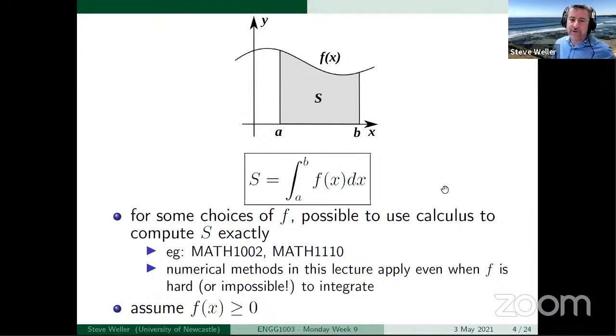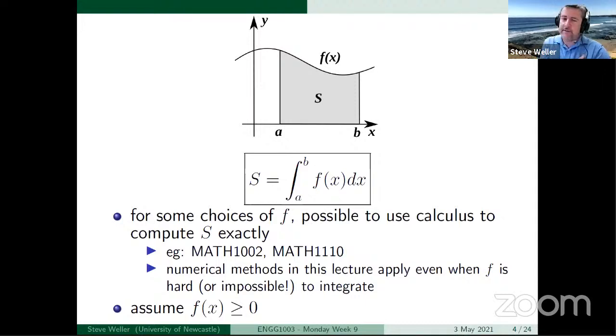Now, for some choices of f, it's possible to use the tools of calculus to compute that integral exactly. And many of you will have seen it, perhaps at high school, depending on what level of mathematics you did. Some of you will be looking at integration in Math 1002, and some in Math 1110. I can't assume all of you have seen integration before, but even if you have, there's only a relatively small number of choices of the function f for which it's possible to come up with pen and paper, or so-called closed form expressions, for the integral of f.